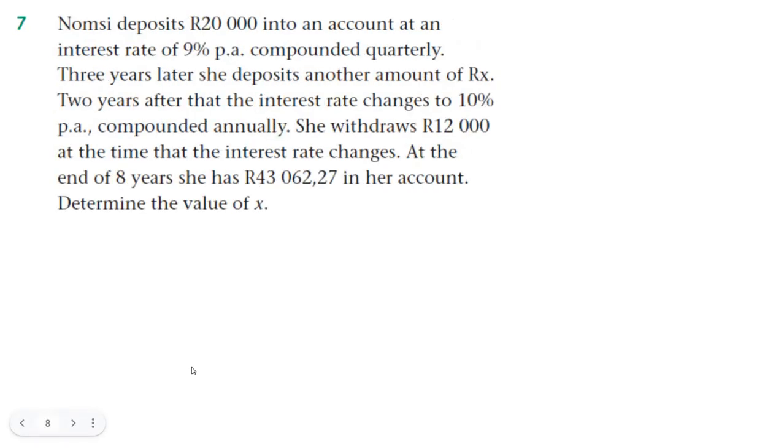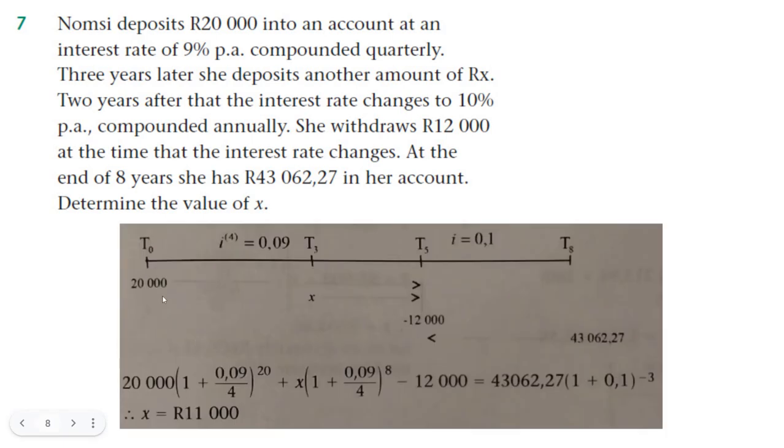But the next question, all sorts of weird things are going on. You need to draw a timeline. Now, 20,000 is put into an account. So I'm going to show you. You'd start off, you put T0 and put in 20,000. There, you've begun your thing here.